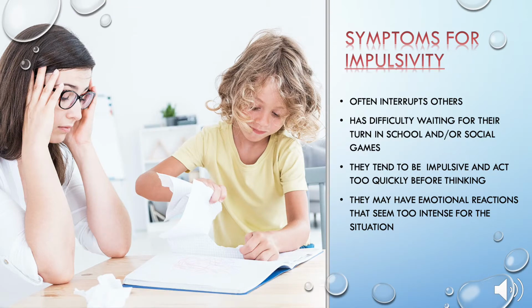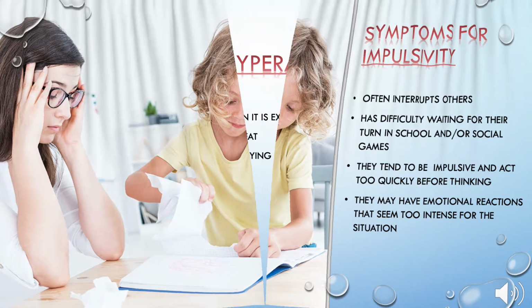Symptoms for impulsivity. Often interrupts others. Has difficulty waiting for their turn in school and/or social games. They tend to be impulsive and act too quickly before thinking, meaning they may do things without asking permission. They may have emotional reactions that seem too intense for the situation, like making bad choices out of anger or any other emotion.